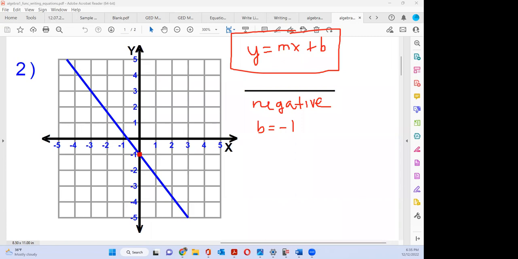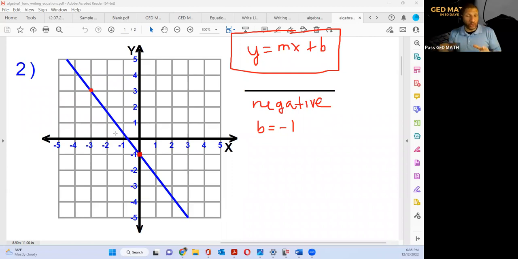Now, how many points do we need to find the slope? 2. So what I'm going to do is go up this line until I find a point that's on a whole number for both x and y. Can somebody please tell me when to stop? Stop right there. Perfect.